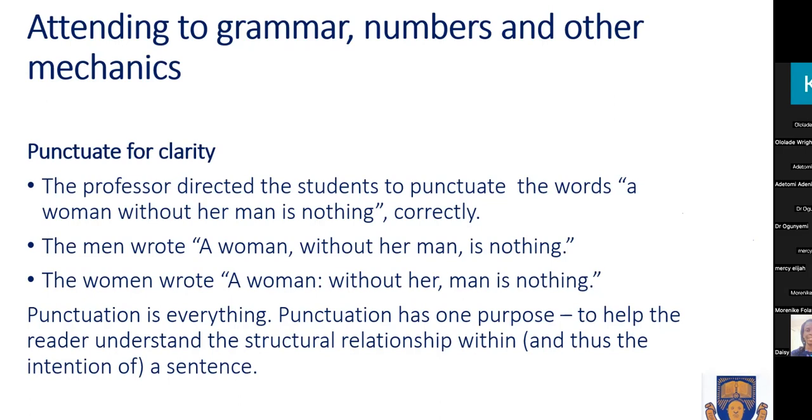So let's look at this. The professor directs the student to punctuate this sentence: A woman without a man is nothing.